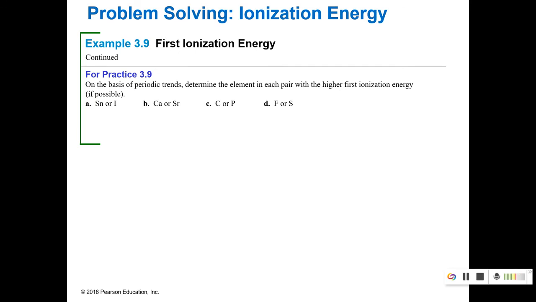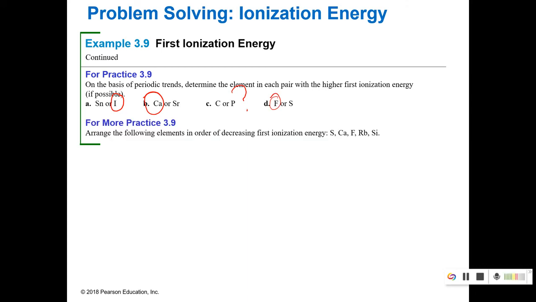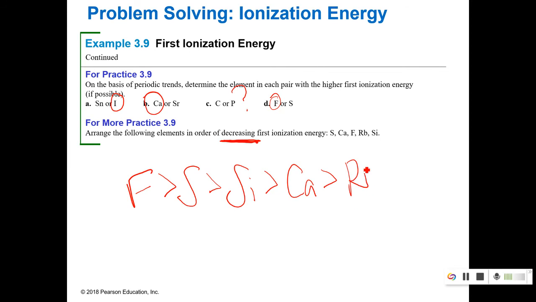Tin or iodine? Iodine, they're in the same period. Calcium and strontium, it's going to be calcium. Carbon and phosphorus is that we don't know. It's that weird diagonal. And fluorine and sulfur is fluorine. Now we're going to arrange them in decreasing ionization energy, which means the biggest ionization energy goes first, which is fluorine. And then sulfur, and then silicon, then calcium, and rubidium.